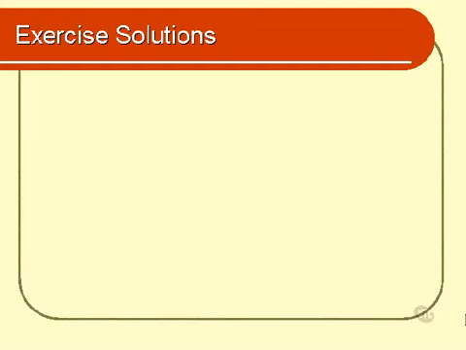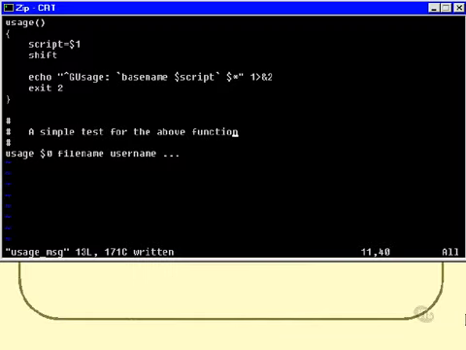Okay, so how did you go? Here are the solutions to the exercises from Chapter 9. Okay, so here's my solution to the first of those two questions about the usage message.